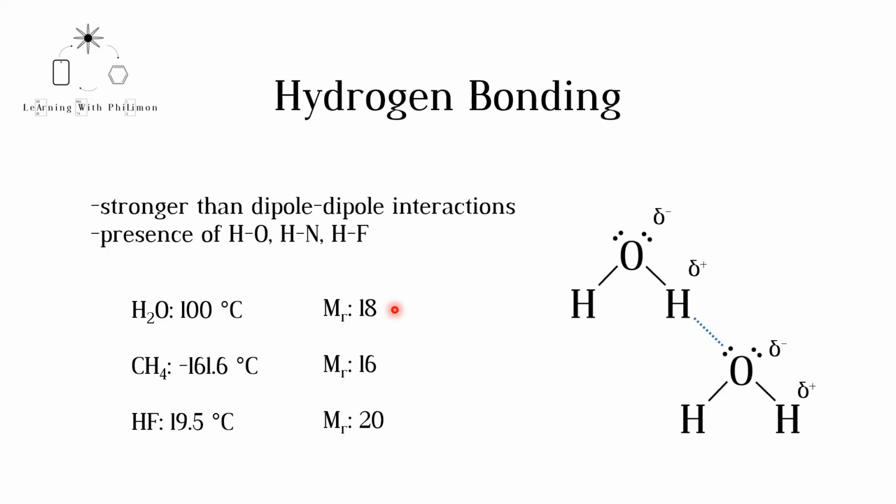Water has a low molecular mass, like methane, CH4. Methane molecules experience weak London forces and have a low boiling point of minus 161.6 degrees Celsius. Due to the strong hydrogen bonds, water has a boiling point of 100 degrees Celsius. Hydrogen fluoride, HF, also has a low molecular mass, but due to hydrogen bonding, has a much higher boiling point than methane.